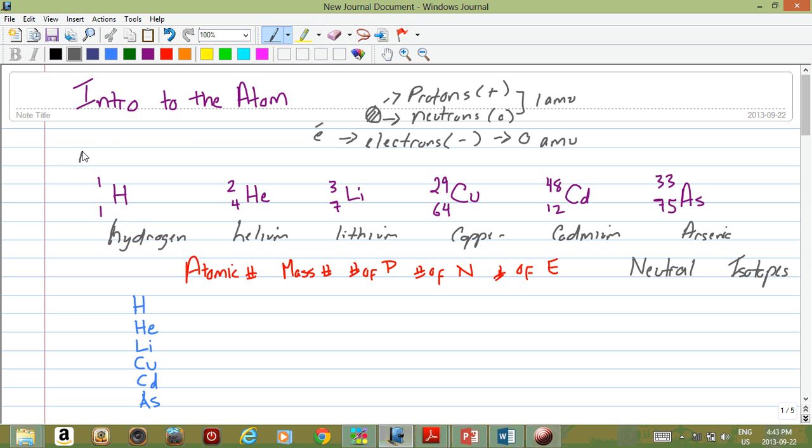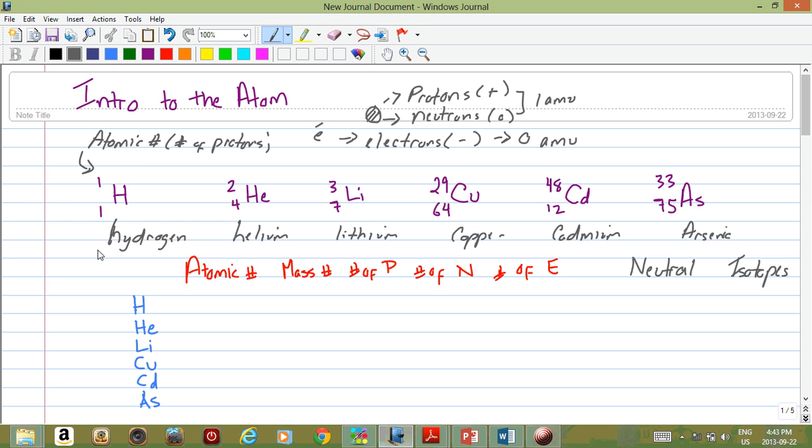Now what I've done is I've put the top number, the smaller number, and that refers to the atomic number. Okay, and the atomic number is actually the number of protons, and this is what identifies each element. So if it has 1 proton, it's hydrogen. If it has 2 protons, it's helium. If it has 48 protons, it's cadmium.